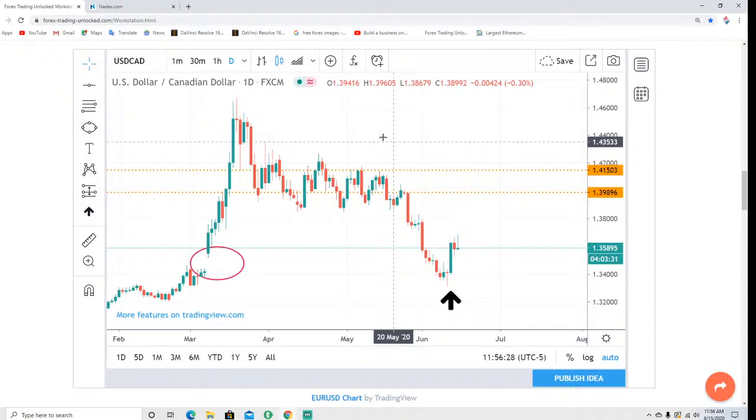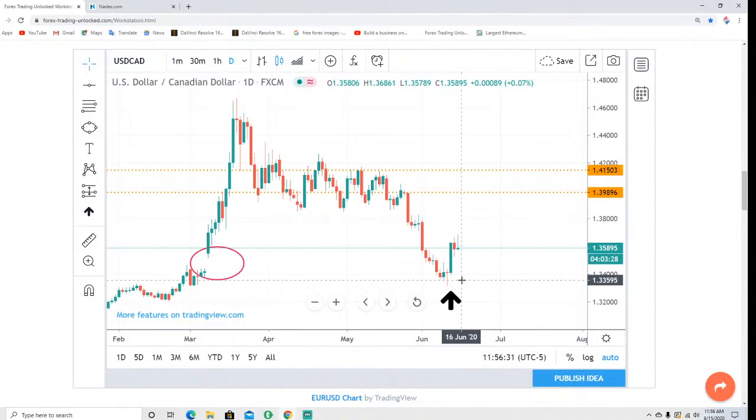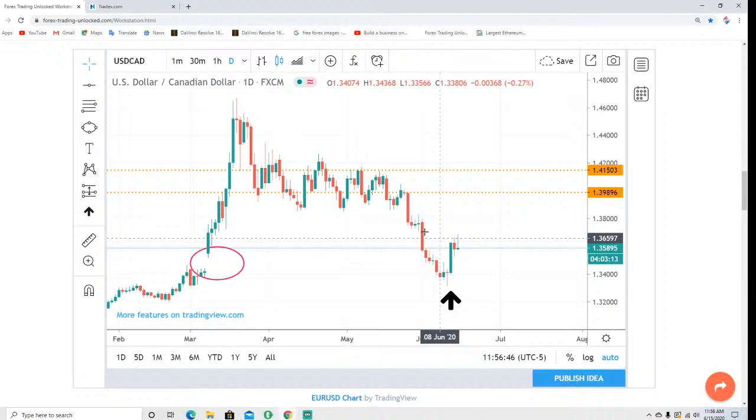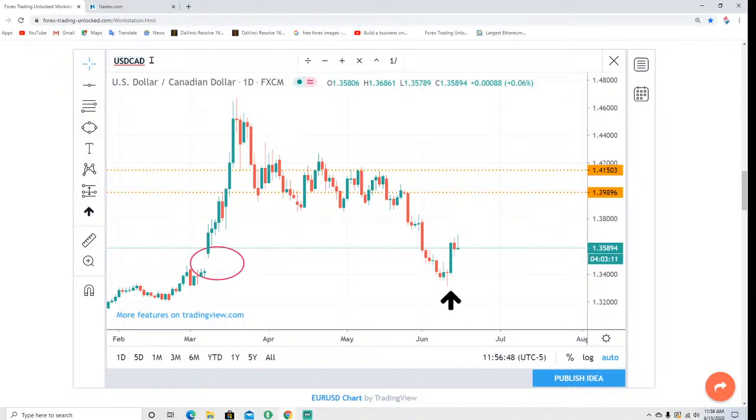Now we've been making lower lows and lower highs, and that's what we've been continuing to do. So we are in a bearish trend and have been since the middle of March. But should this be the bounce point? We're looking for a rally back up to the 1.3986 area to a 1.415 area, which puts us back into our consolidation range. So we have a trade here for the US dollar Canada.